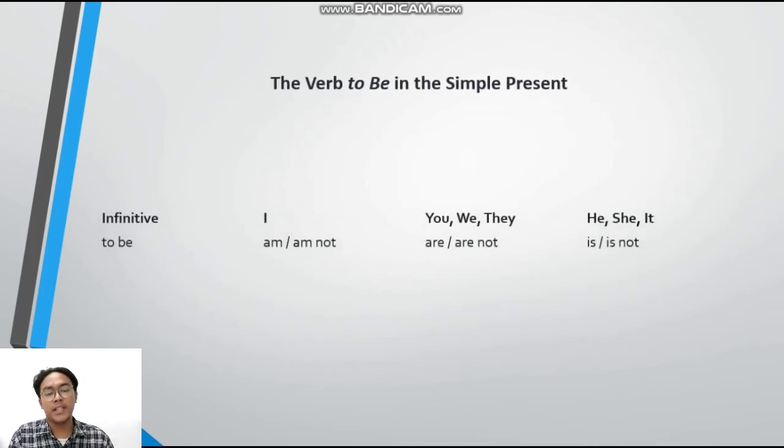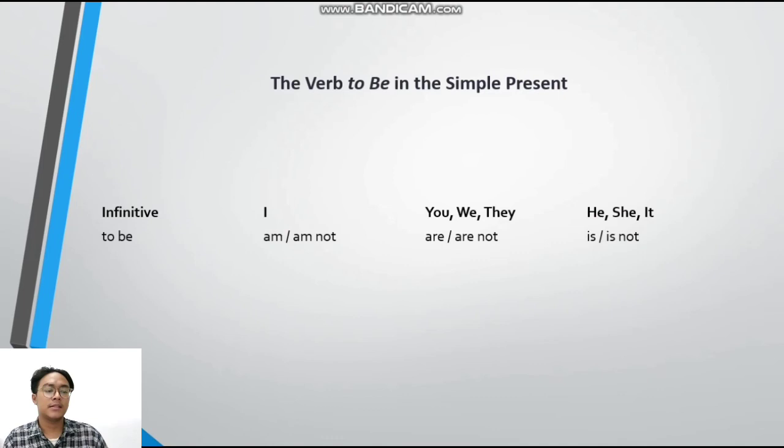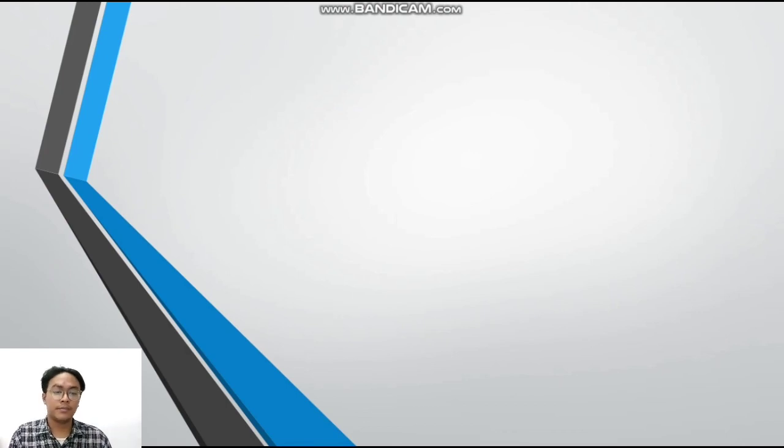The verb to be in the simple present. To be for I is am or am not, just like I am or I am not. For you, they, we, it is are or are not, like you are, we are not, or they aren't, etc. And for he, she, it, it uses is or is not, like he is, she is, or it isn't, etc.